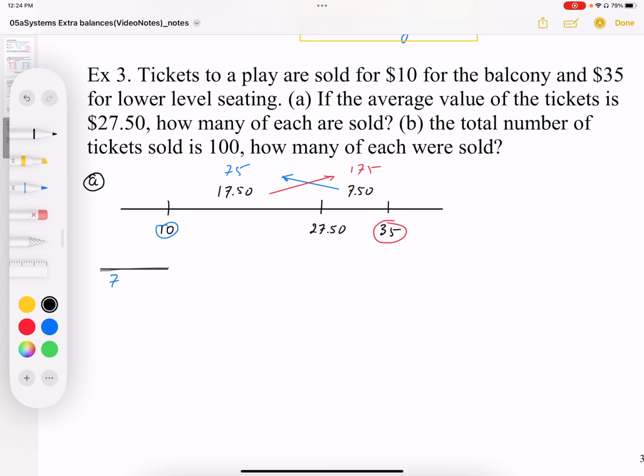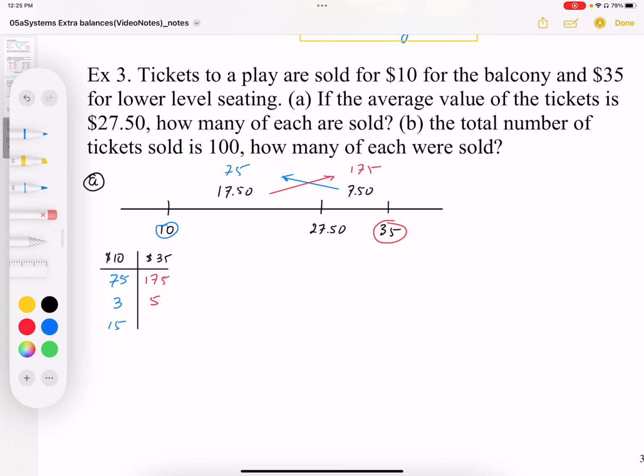I'm just going to make a little chart here. So $10 tickets and $35 tickets. Okay, it could have been 75 and 175, or it could have been any proportion. It could have been 3 and 5, and that would also give us an average of $27.50. Okay, so any proportion like that. So we could even do 20 divide by 5, so that will be 15 and 35, which would also give us the right number of tickets.